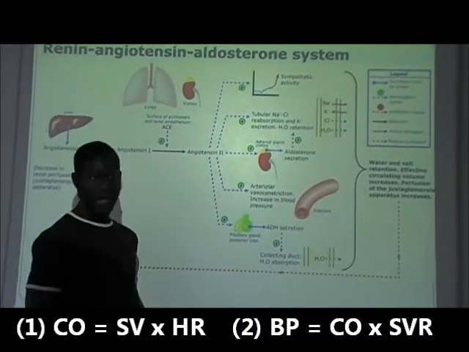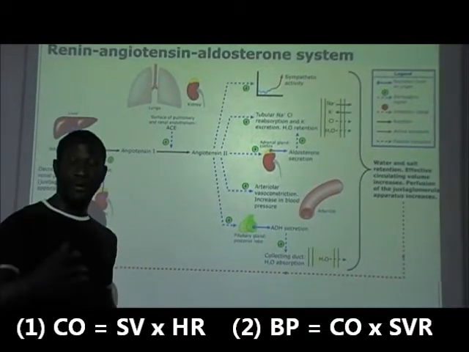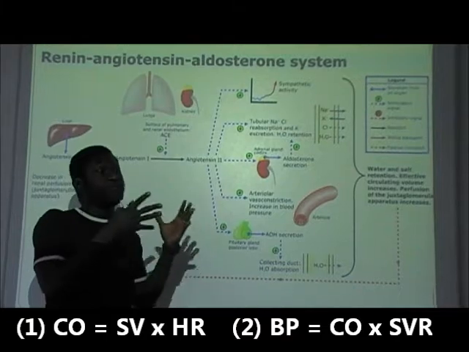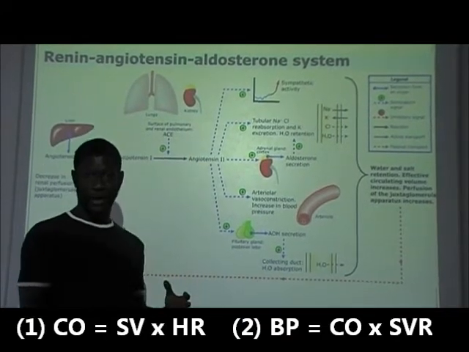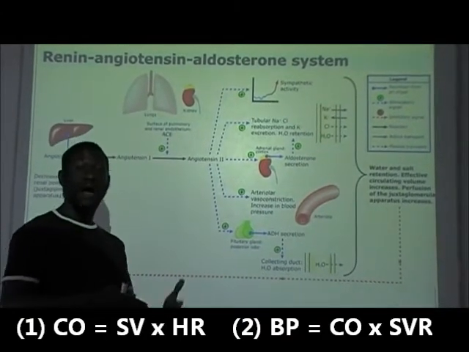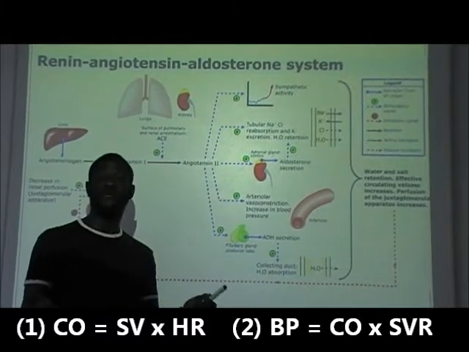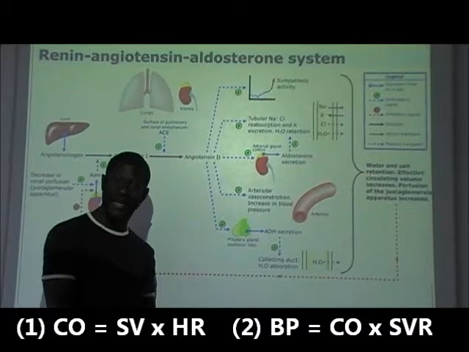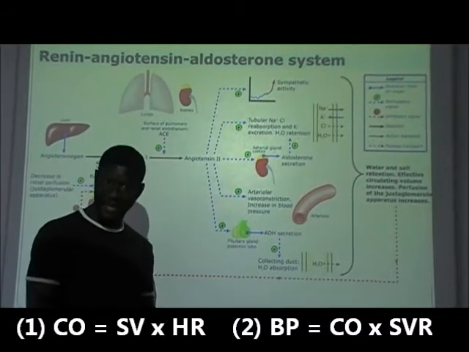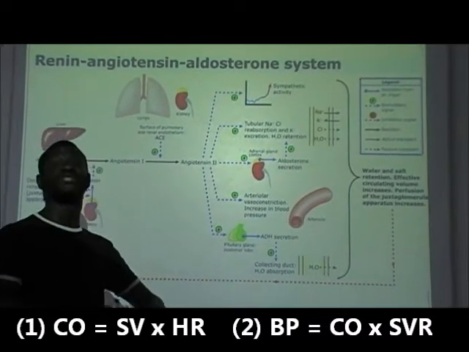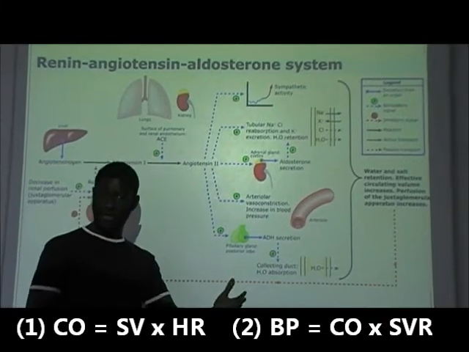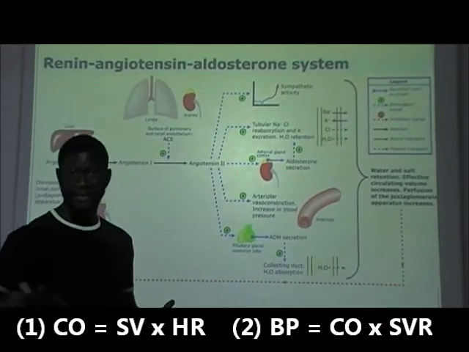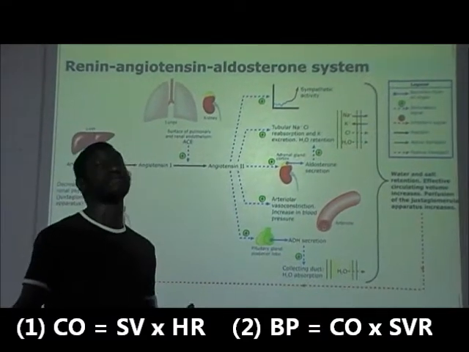Because we've got increase in the reabsorption of water, increase in the circulating volume, then we will have increase in stroke volume. And because there's increase in stroke volume, we'll have increase in cardiac output. There's increase in cardiac output, there will equally be increase in blood pressure, since we still remember that our blood pressure is equal to cardiac output multiplied by the systemic vascular resistance.